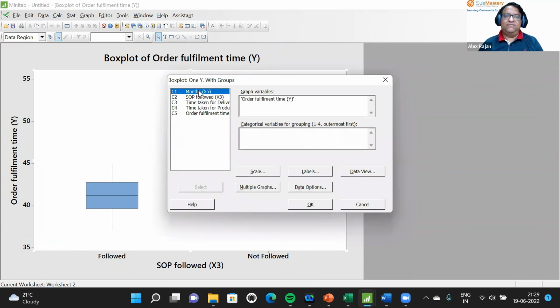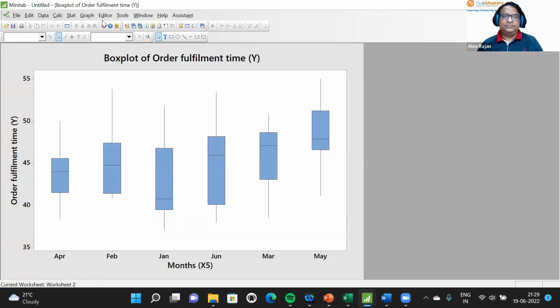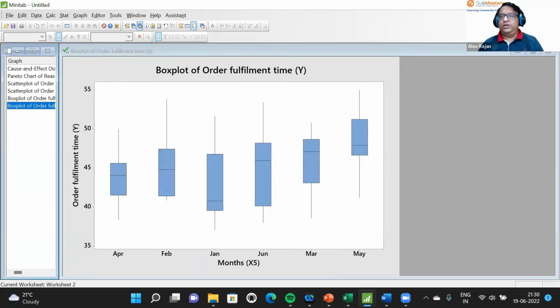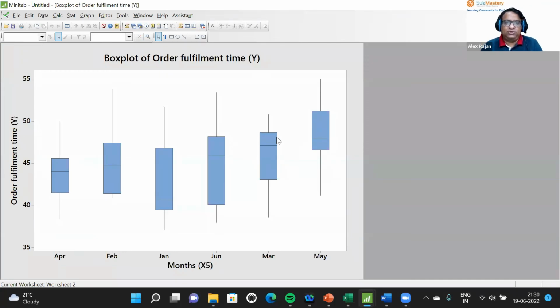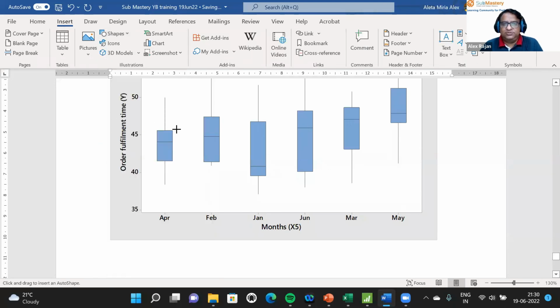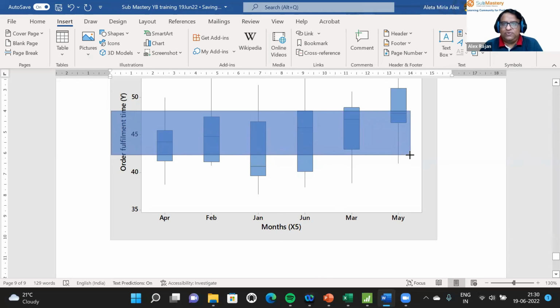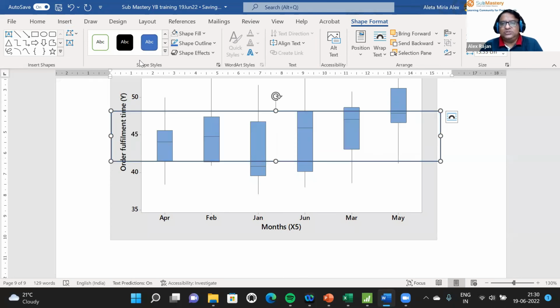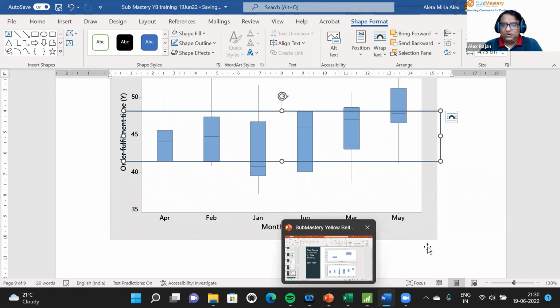When we look into order fulfillment and months, we can see there are certain common regions of Y for all the boxes, especially in this region. Most of the boxes have some overlapping in these regions. When overlapping of Y regions is there, we say that order fulfillment does not depend on months. There are certain common regions in the box plots, so it is not distinct and not different. Then we say order fulfillment is not dependent upon the months.